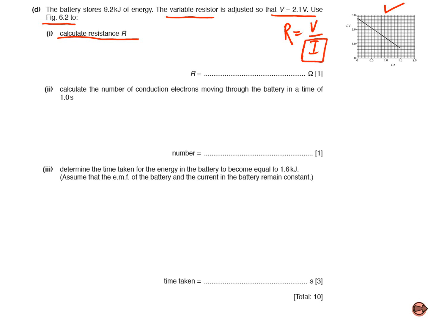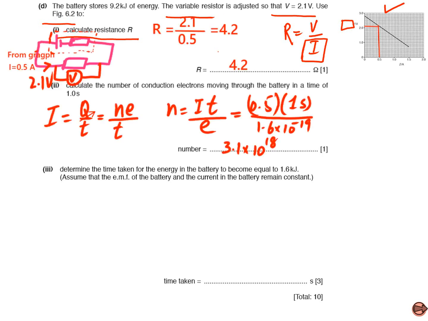So in this case, the potential difference is equal to 2.1. It means we have to read 2.1 from the y-axis, and then we can find the value of current when the potential difference across the variable resistor is equal to 2.1 volts. So this is how we can answer.